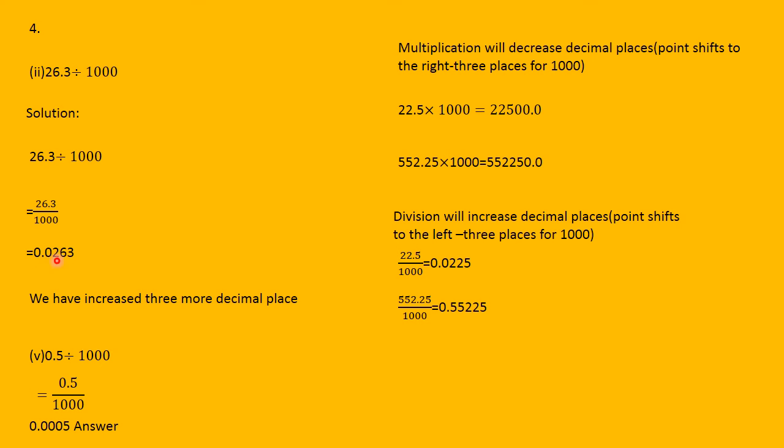0.0263. Isn't it? The number of decimal places has increased. Let us see 0.5 divided by 1000. Here the numerator has 1 decimal place and the denominator has 3 zeros. So 1 plus 3, 4 decimal places you should have in the answer.